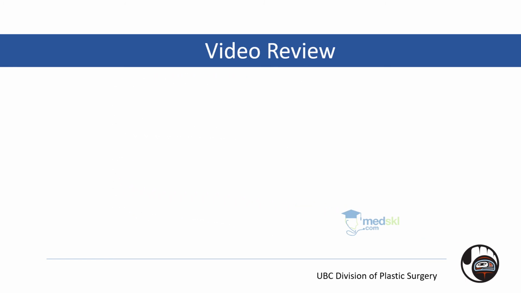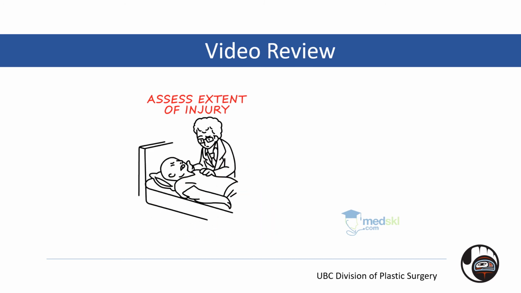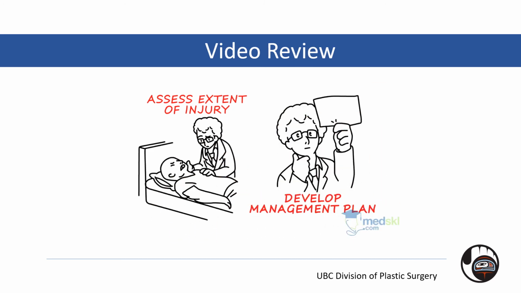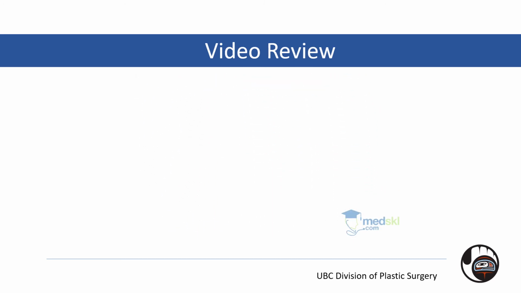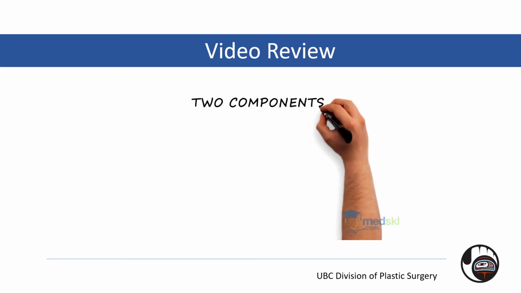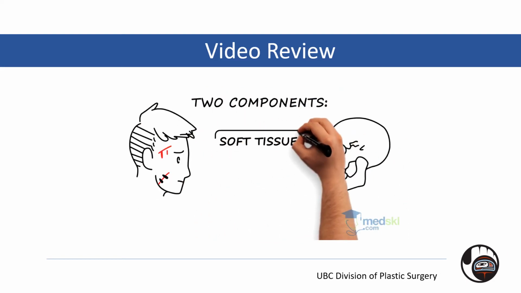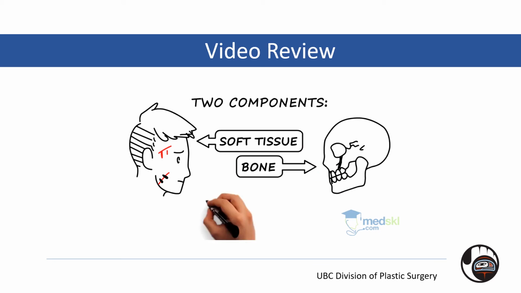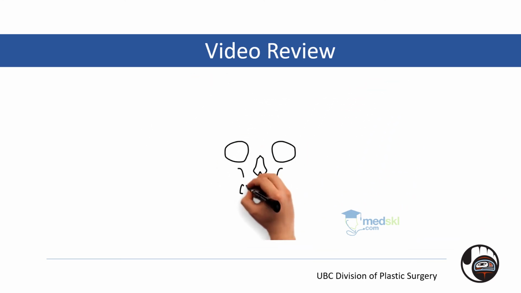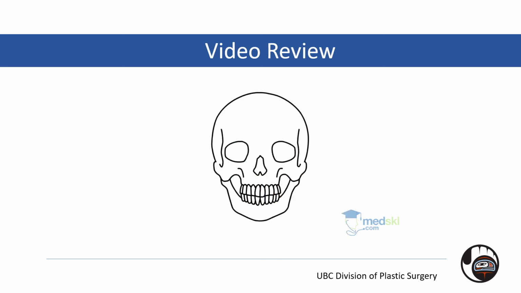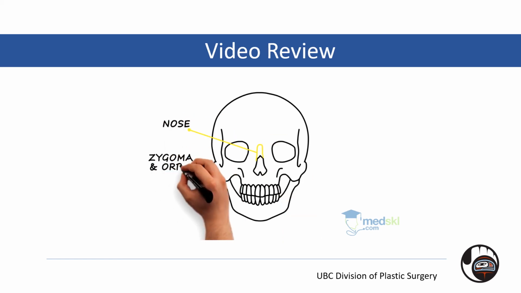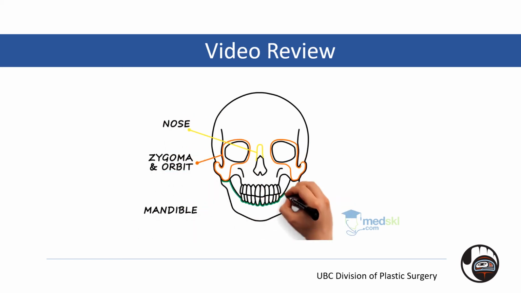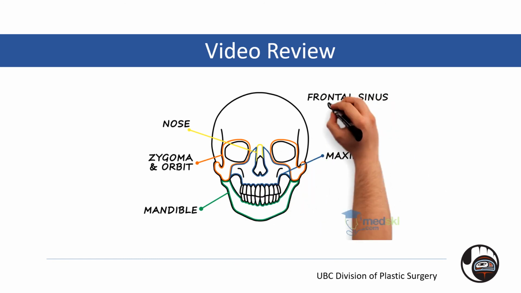Once the patient is stable, assess the extent of the facial injury and develop an appropriate management plan. For simplicity, there are two components to facial injuries: soft tissue and bone. If there are any facial lacerations, they should always be cleaned and sutured closed. With regards to bone, think of the face as a puzzle with 5 main bony pieces: the nose, zygoma and orbit, mandible, maxilla, and the frontal sinus and skull.